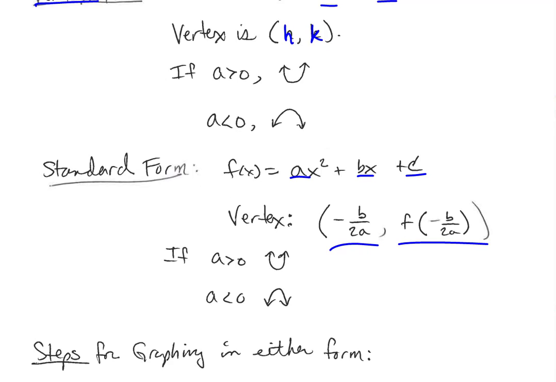Now, just like with vertex form, if a, the leading coefficient here, is positive, then we get a parabola that's opening upward. If a is negative, of course, it's a parabola opening downward.